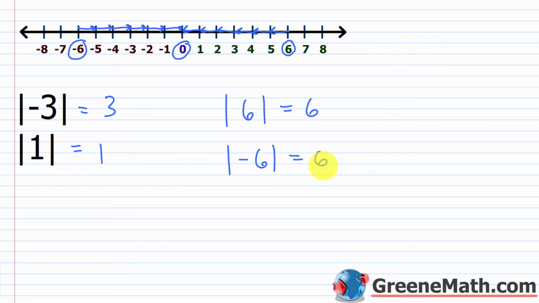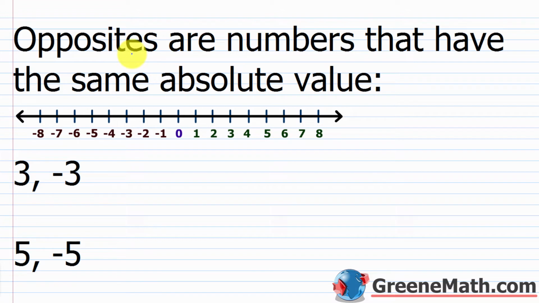So that leads me to my next point here. And that point is that opposites, or we call them negatives or additive inverses, whatever you want to refer to them as, are numbers that have the same absolute value. Okay, the same absolute value. Very important you understand that for this lesson.